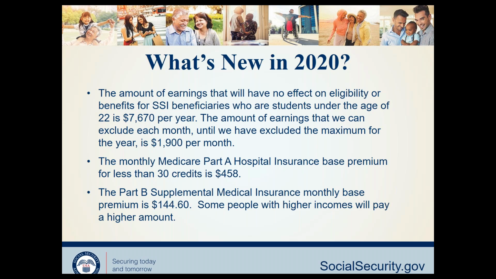Medicare, if you are on Social Security disability and you are receiving Medicare, Medicare Part A is normally free for those individuals who've worked and paid into Social Security. But if you don't have enough quarters, and we'll go into that a little bit later, the credits, my apologies, that Part A, which is your hospital insurance, is $458, while Medicare Part B, which is your supplemental medical insurance, is $144.60, and some individuals with higher incomes pay a little bit more.